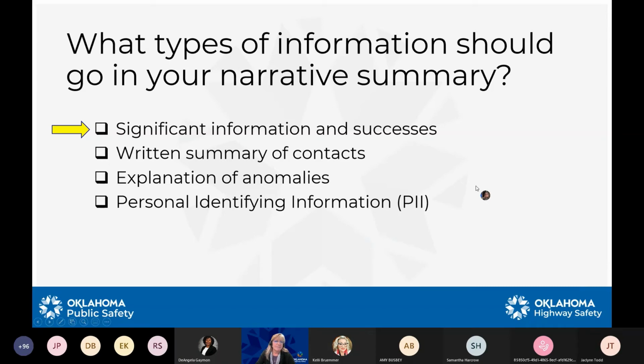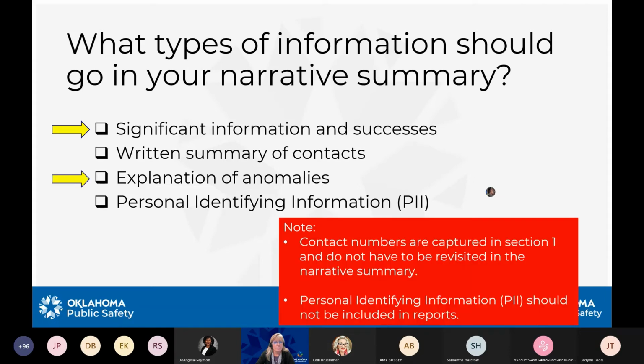Well, actually, it's significant information and success, okay? Because contact numbers are captured in section one, and they don't have to be revisited in the narrative summary. And remember that we never want personal identifying information. That should not be included in those reports. So significant information and explanation of anomalies, anything that you feel that we need to know further about.